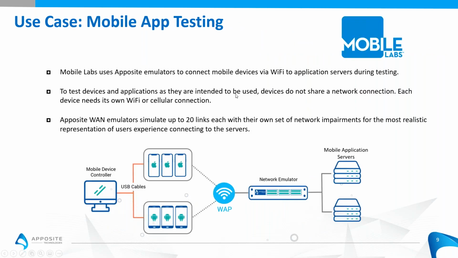Our next one is mobile app testing using a company called Mobile Labs. This is a really interesting company. They've created an actual physical rack of up to 64 different types of mobile devices, whether they're iPhones, Droids, tablets, anything that can get on Wi-Fi or jump on networks using 3G, 4G, 5G. We create different types of network conditions that they can test their mobile apps over.